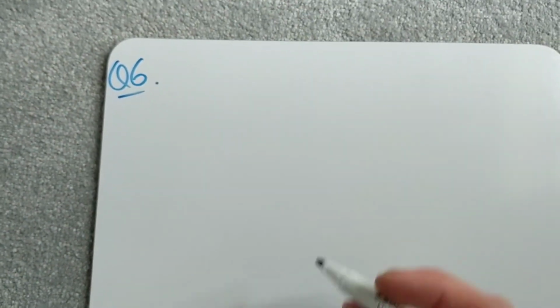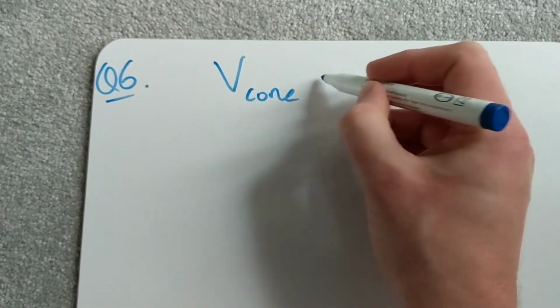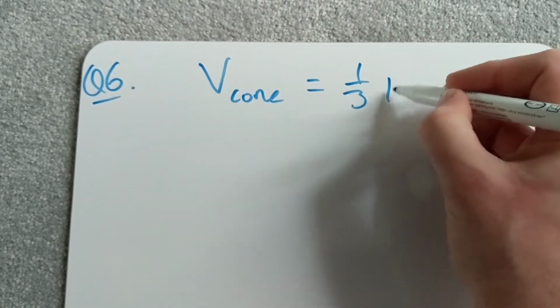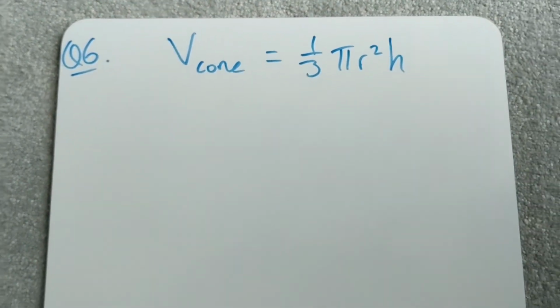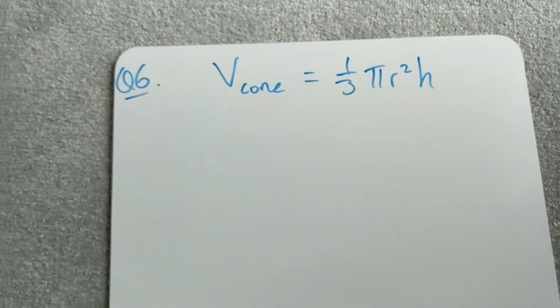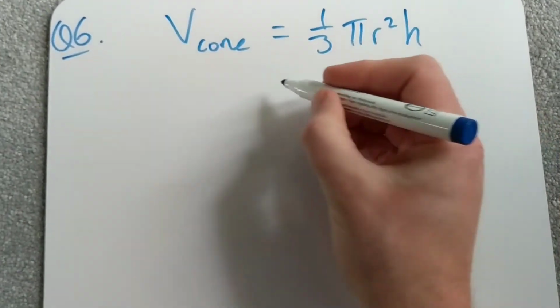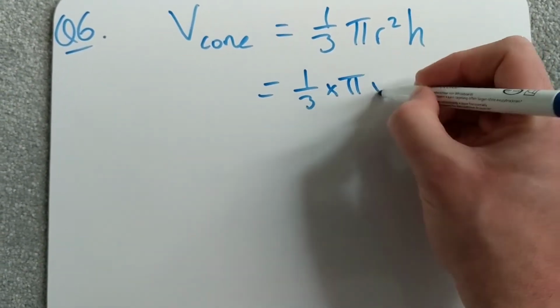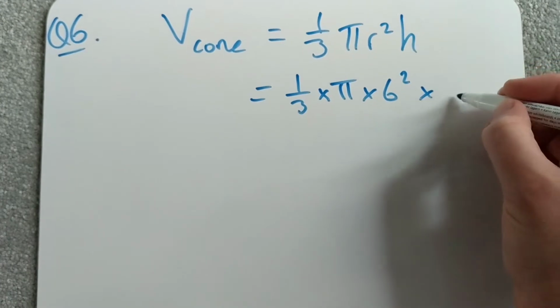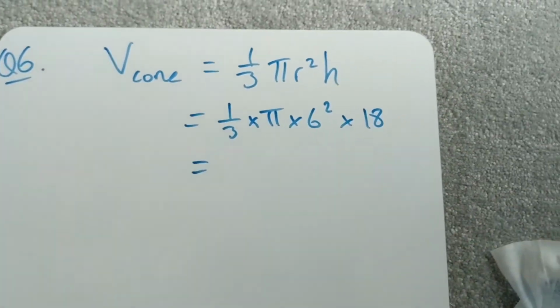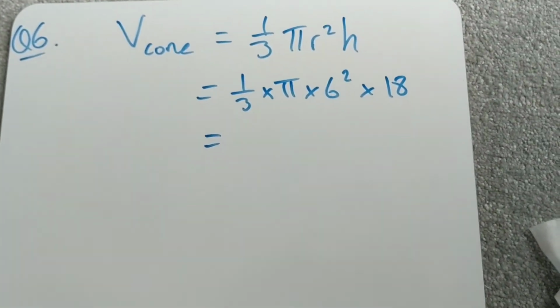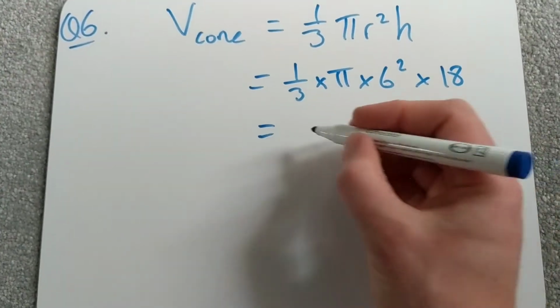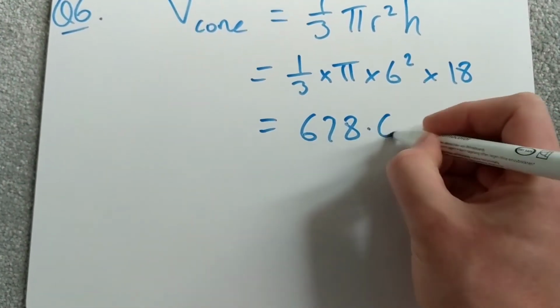Okay. Right, question 6 is the volume of a cone. And the volume of the cone formula that you have in your formula list is V cone equals 1/3 pi r squared h. So that's your formula. In this question, your radius is 6, so it's 1/3 times pi times 6 squared, and the height of the thing is 18. So all very straightforward in terms of this question, no tricks to it. Put that into your calculator and you get an answer about 678.6.